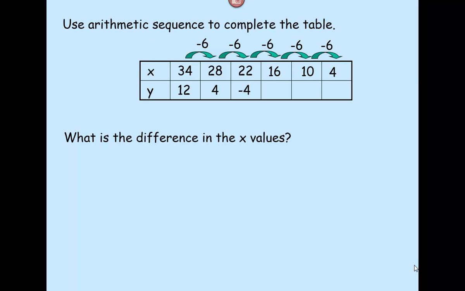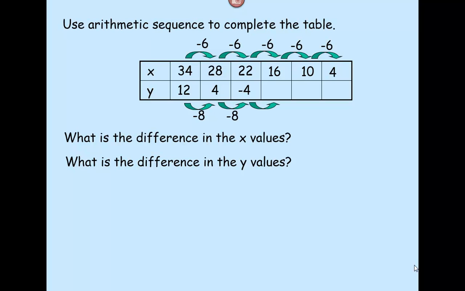How about the y values? The y values are going down by 8. Down by 8, down by 8 is going to be negative 12, negative 20, negative 28. This is how we fill in this relationship.